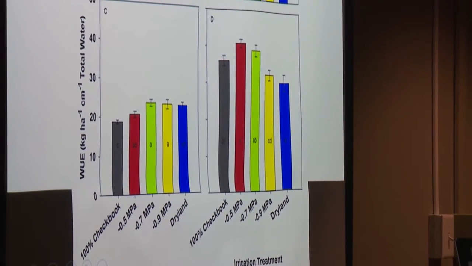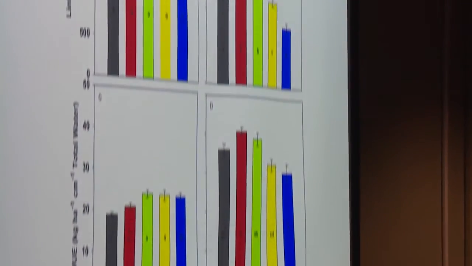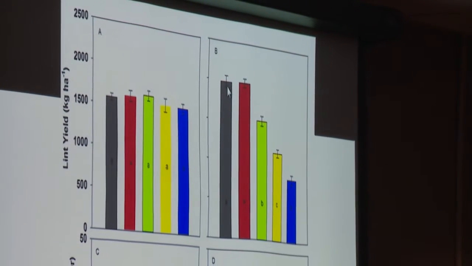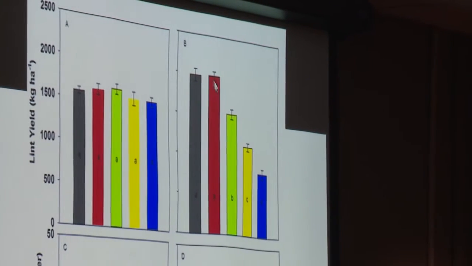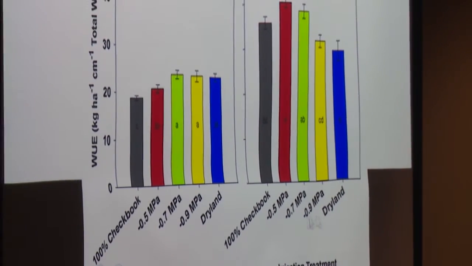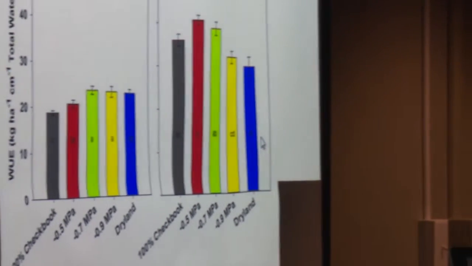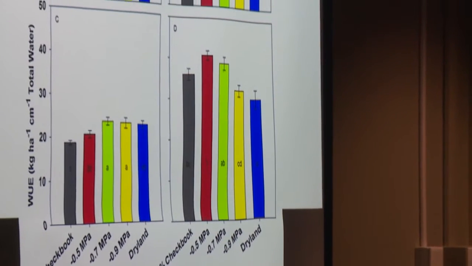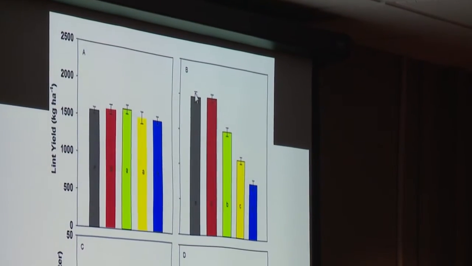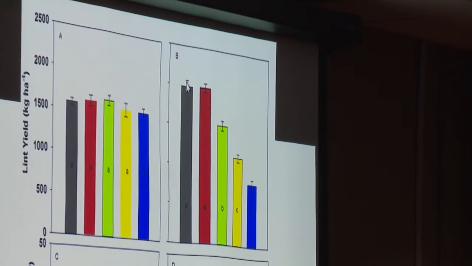2013, no difference in lint yield, not surprising. 2014, so we got our dry year. Checkbook yielded the same as this, we'll call these, just for the sake of keeping things simple, treatment 1, and then all the way down here would be treatment 5 in order of increasing stress, okay? So treatment 1, you can see, we matched the highest yields, okay?